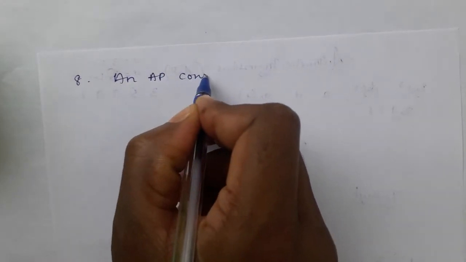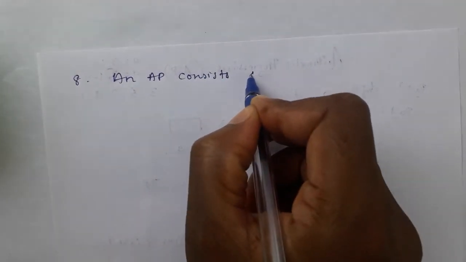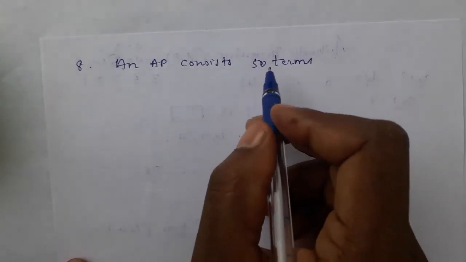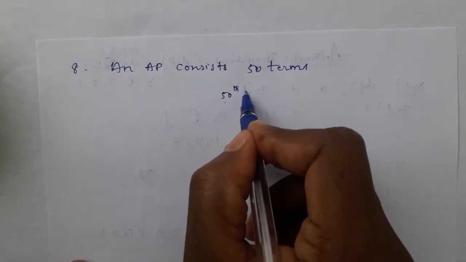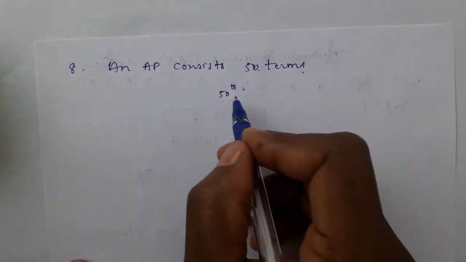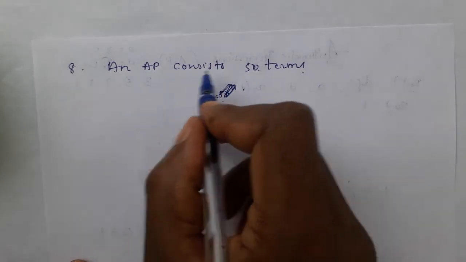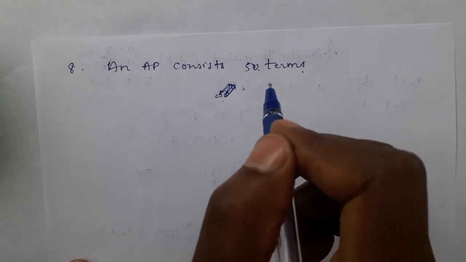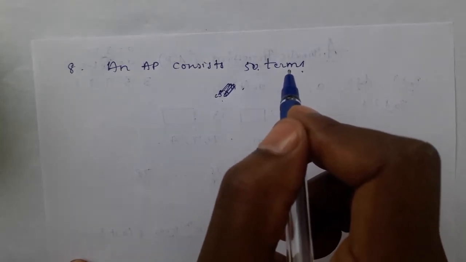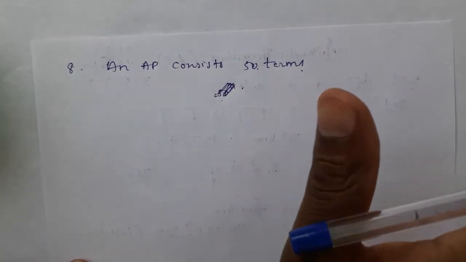Go to the next problem. The 8th one. An AP consists of 50 terms. 50 terms does not mean the 50th term. The 50th means the one sitting in the 50th position. 50 terms means total terms. That means totally how many are there? Totally 50. See, fourth student means he is representing only the fourth position. 4 students are there means totally 4 students are there.